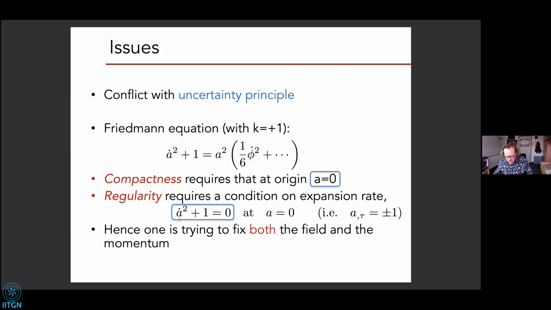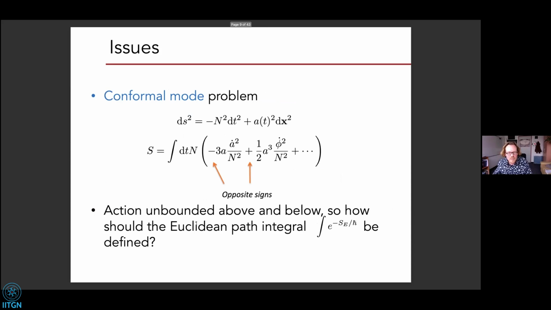Welcome. Yeah, no, that's right. I should have done this more properly. I went a bit fast here. So here I have the lapse now.